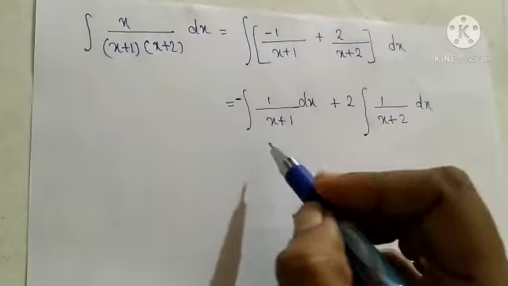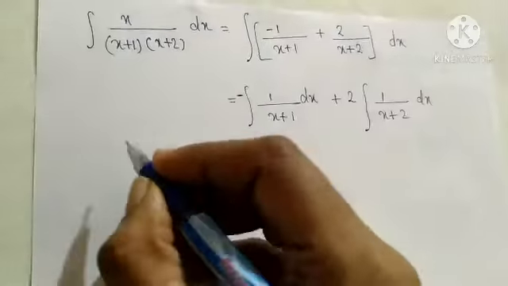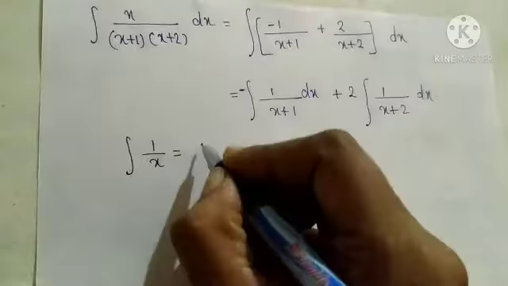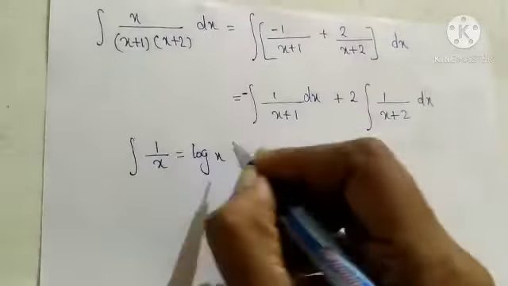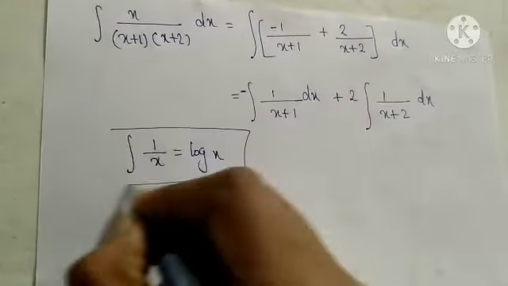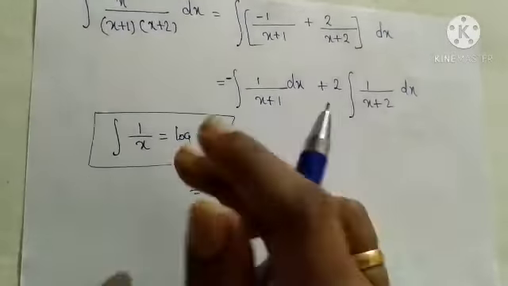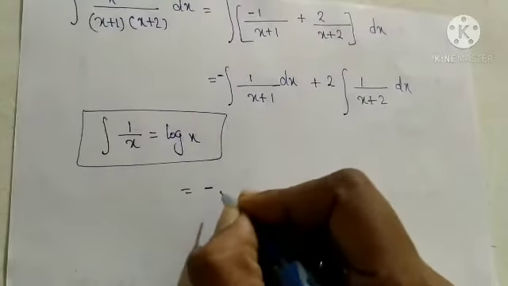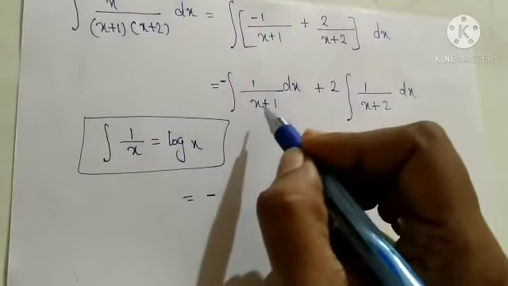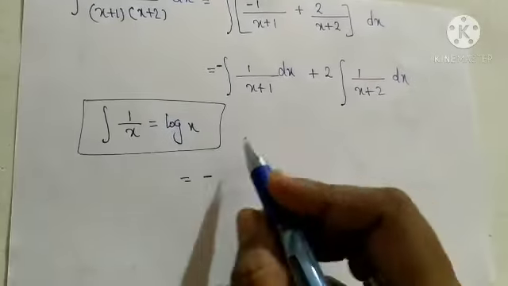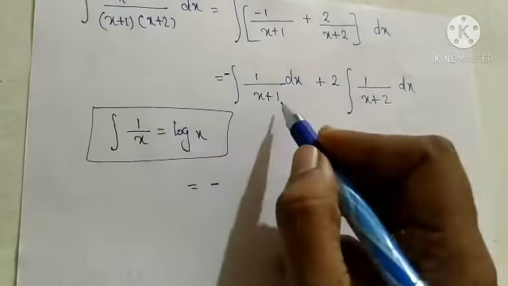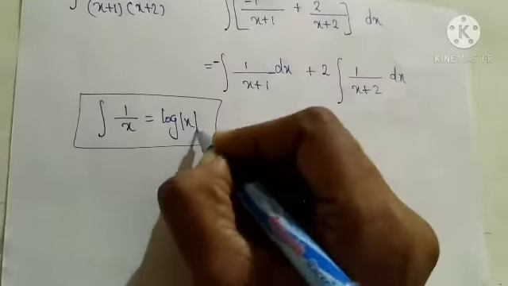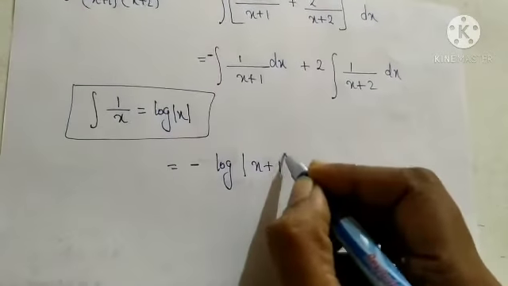Okay, so next we need to find out the value of these two terms, and we know that the standard integral of 1 by x is log x, right? So here I am going to apply this formula. So writing this minus 1 first, and integral 1 divided by (x plus 1) dx is equal to, replacing this x by x plus 1, we get the value as log mod (x plus 1).